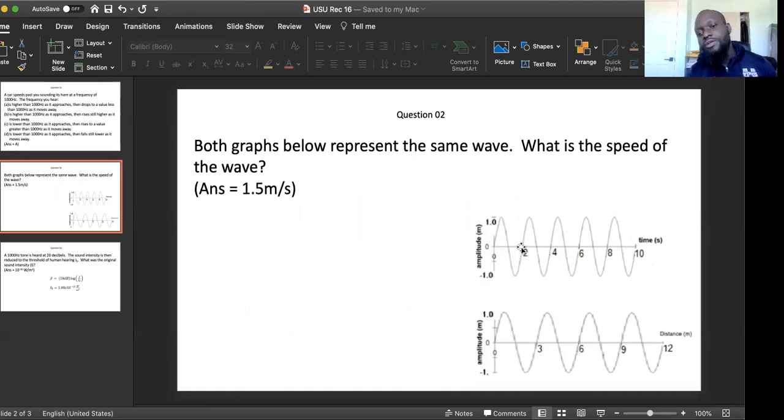So here in this cycle, you have 2 seconds for your period. So your frequency will be 1 over 2 seconds, which will be 0.5, that is 1 over the period. And then for your wavelength, you use the distance graph, one wavelength is 3 meters. So velocity is f times lambda. F is 0.5, 1 over 2 from here. Lambda is 3, so 3 times 0.5 gives you 1.5 meters per second as your speed.